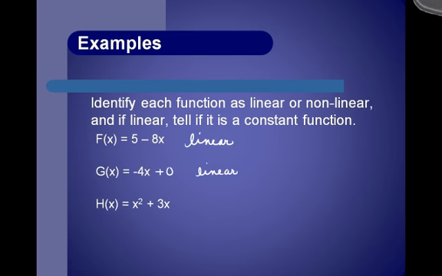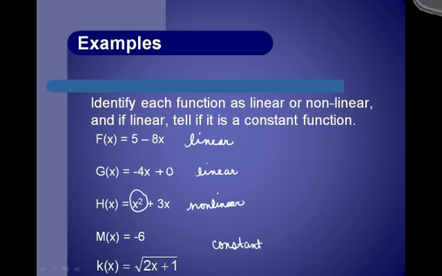The third function, well, this one has an x squared. Therefore, it's not linear. The next one, m of x equals -6. Well, there's no x value, so you could think of that as 0x minus 6. This is a linear function whose slope is 0, which in this case, remember, it's a linear function, but it's also a constant function. And then the last one, the square root of 2x plus 1, because it's a square root, that is nonlinear.